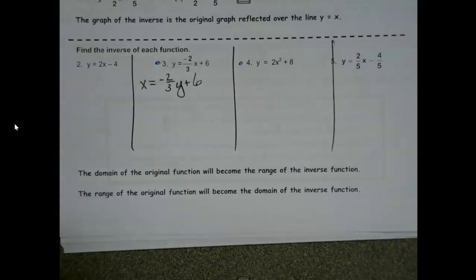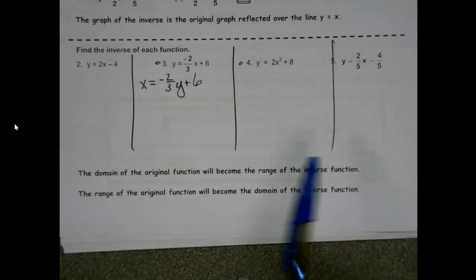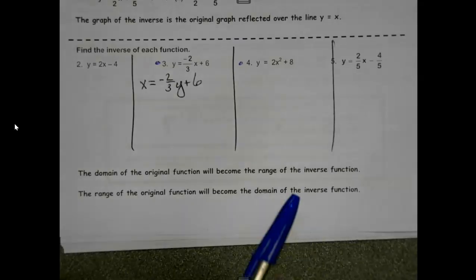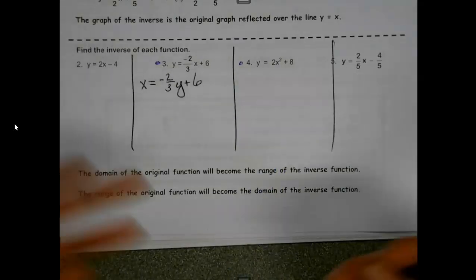Once we switch x and y, we're solving for y. So this is just me. You can get rid of the fraction now, or you can get rid of the fraction later. It makes no difference. So let's say we decide we're going to do it now.